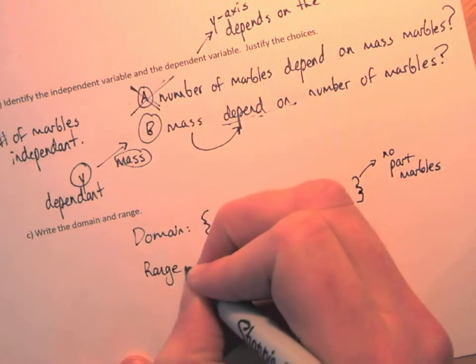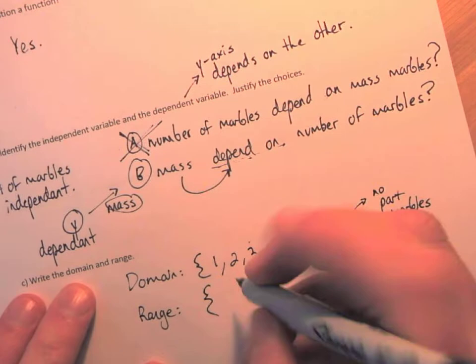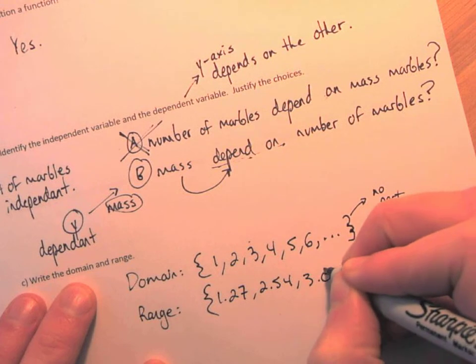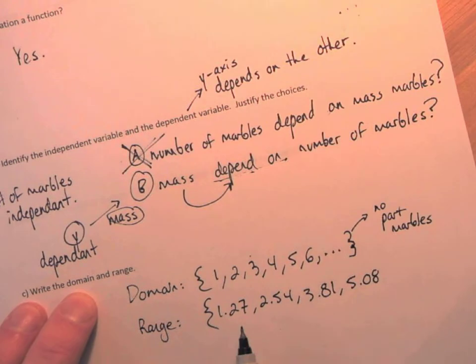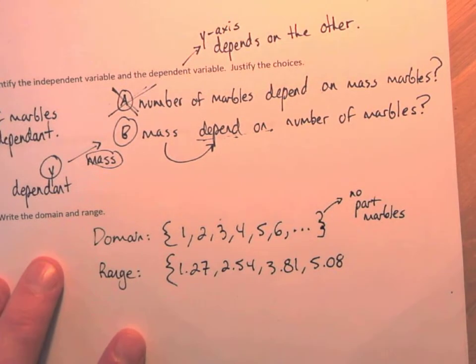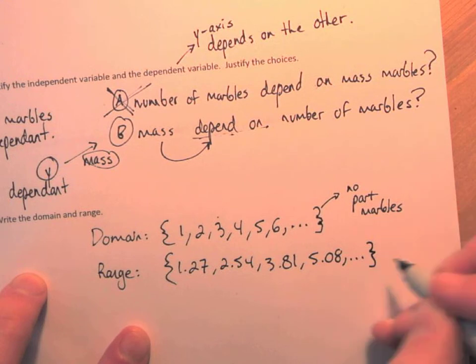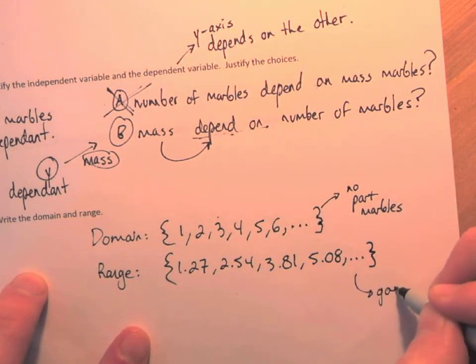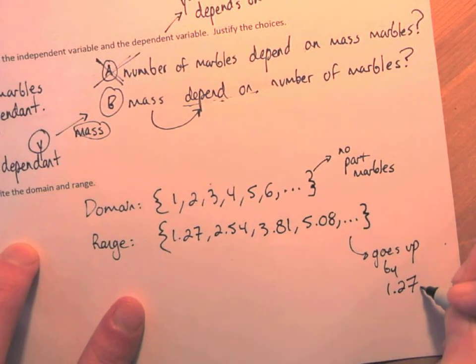Now let's talk about the range. And we can see just these other values that we have. Okay, so 1.27, 2.54, 3.81, 5.08. I'm not even going to finish writing it, because if you look, there's a pattern. It goes up by 1.27 every time, which makes sense because you're adding maybe similar marbles every time. So it continues. And that's our range. So it goes up by 1.27 every time, 1.27 grams.